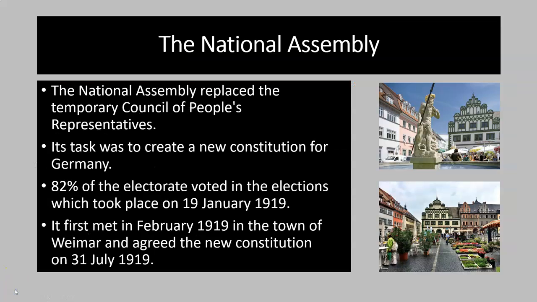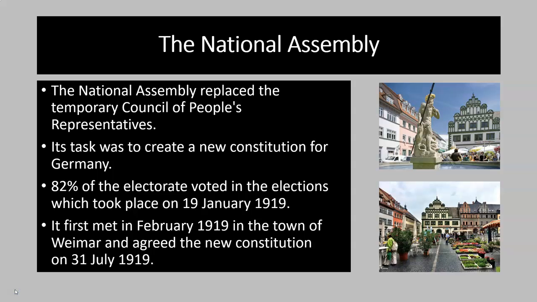You may remember from last lesson that a temporary council of people's representatives had been established. This was a group of 6 moderate politicians who had been chosen to try and stop anarchy or a potential takeover by the communists. The National Assembly was designed to replace this temporary arrangement. Before the war, Germany was not very democratic, and the Kaiser ruled as a virtual dictator. The Weimar Constitution aimed to establish one of the most democratic systems in the world.